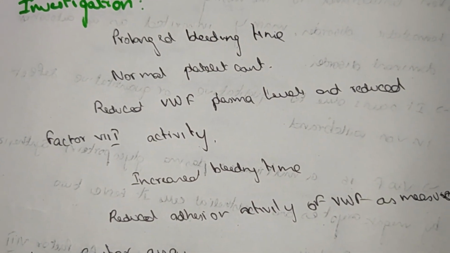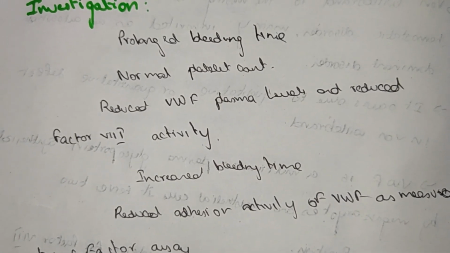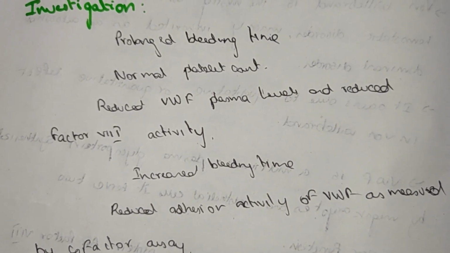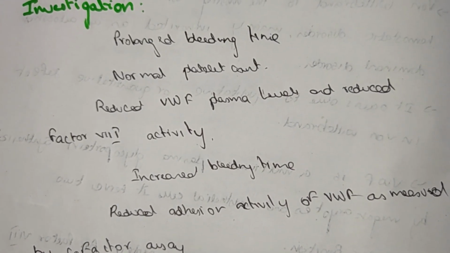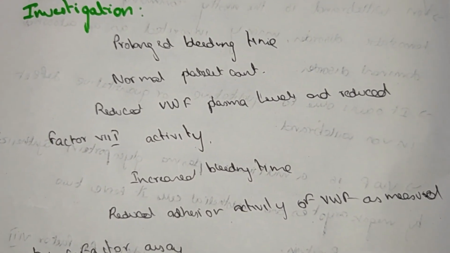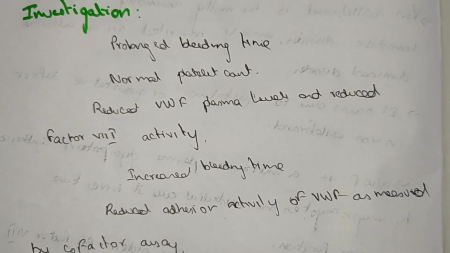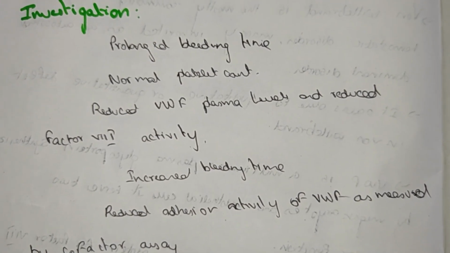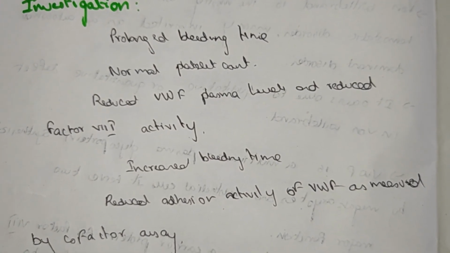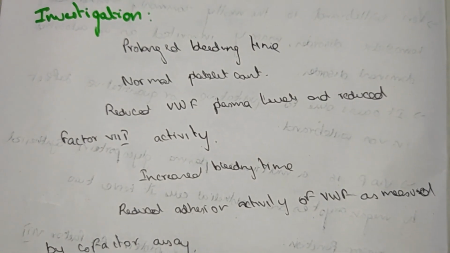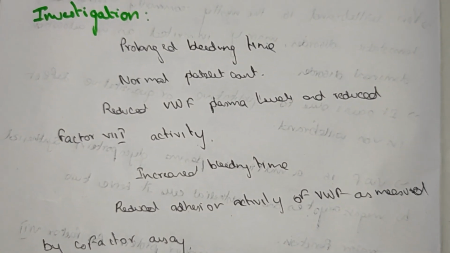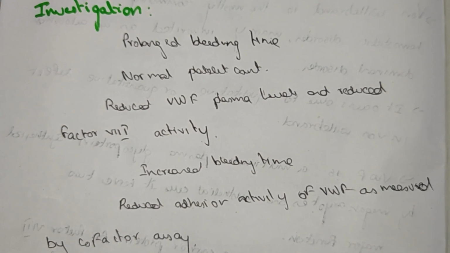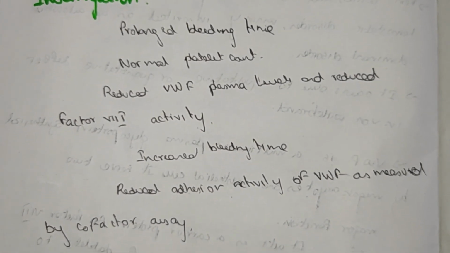The investigations show prolonged bleeding time, normal platelet count, reduced von Willebrand factor plasma level, and reduced factor VIII. When there is reduced von Willebrand factor, it does not help in carrying factor VIII. So the von Willebrand factor plasma level is directly proportional to factor VIII activity. If von Willebrand factor decreases, factor VIII also decreases, because von Willebrand factor carries factor VIII. Increased bleeding time is seen.